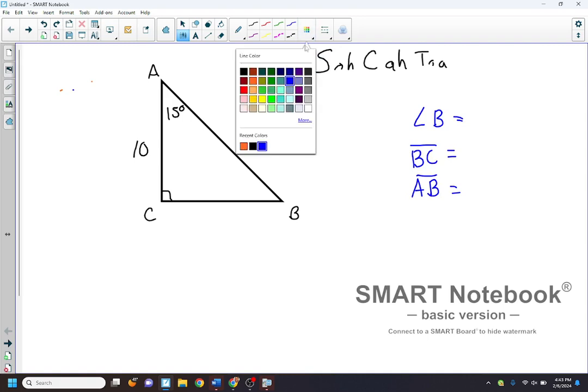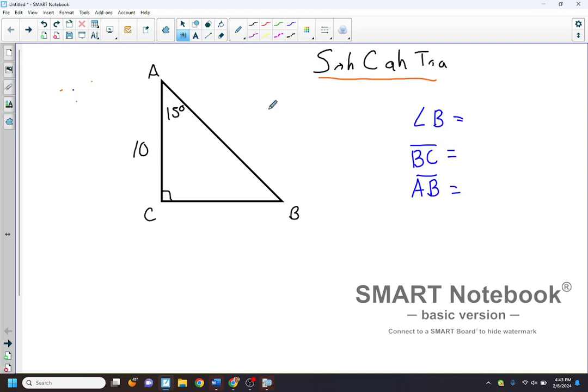Okay. Some general rules, you have a couple of tools. Not only do we have SOHCAHTOA, you also have the tool a squared plus b squared equals c squared, which is the Pythagorean theorem. And then you also know that all triangles add up to 180 degrees. So if this is 15 degrees, you could do 180 minus 90 minus 15 and figure out that should be 75 degrees.